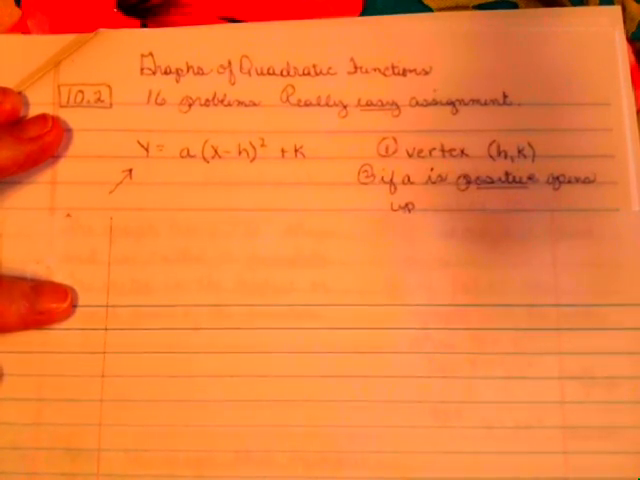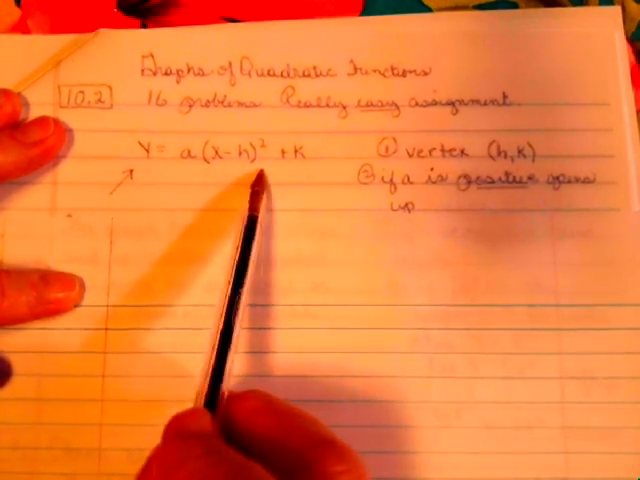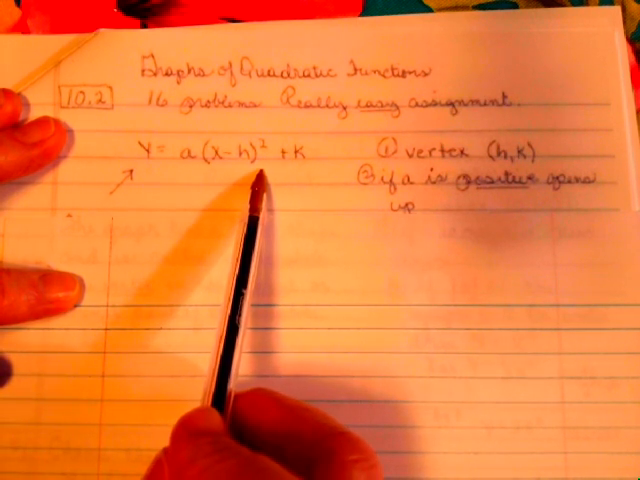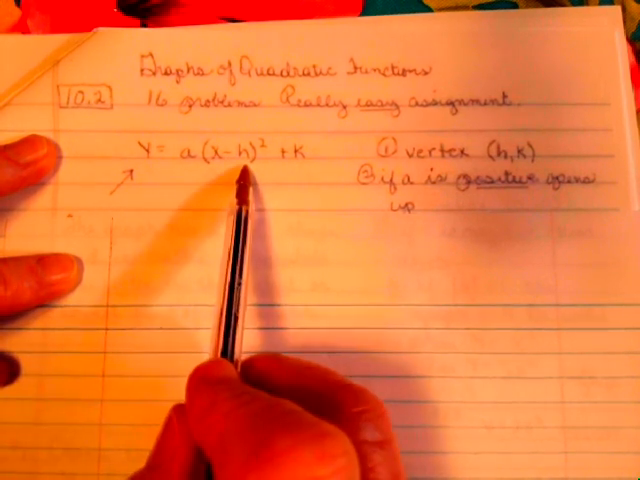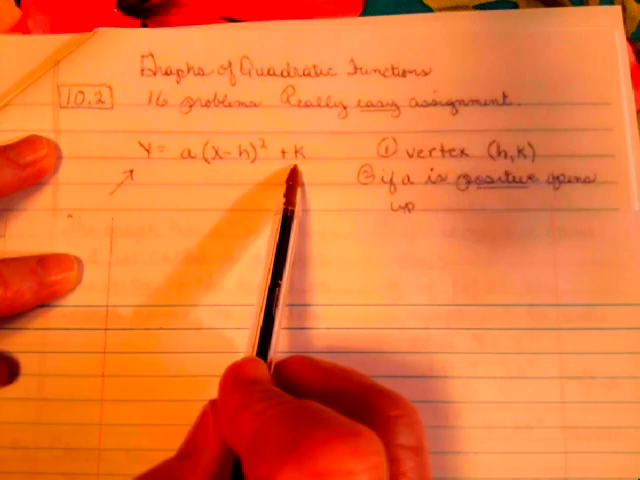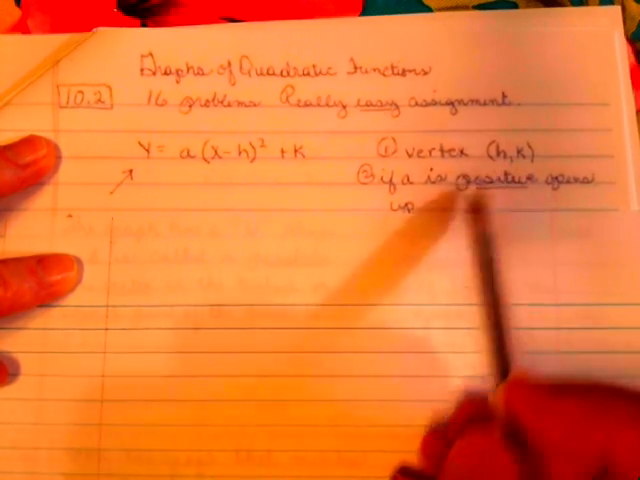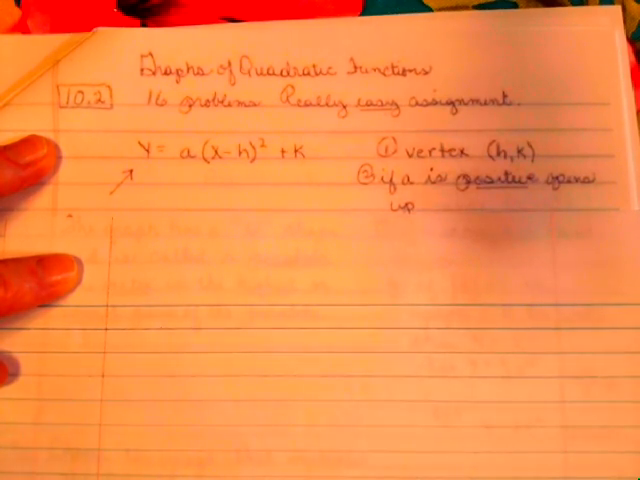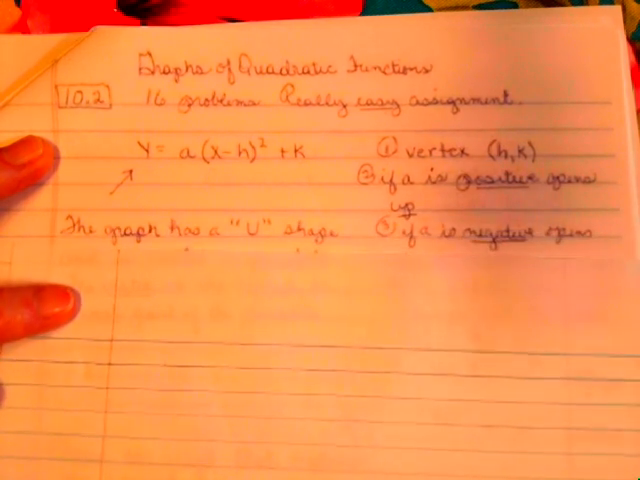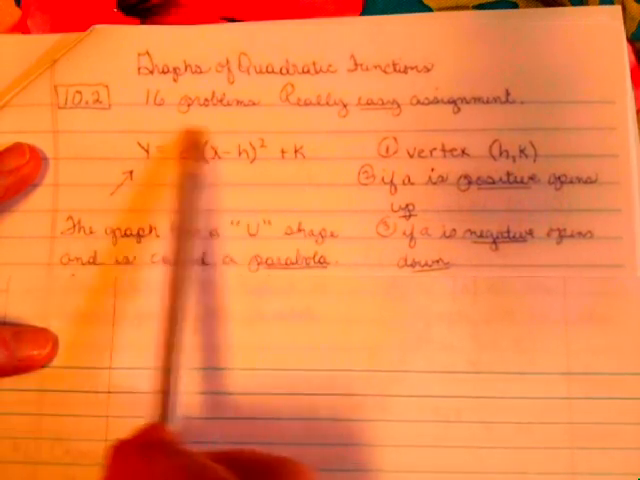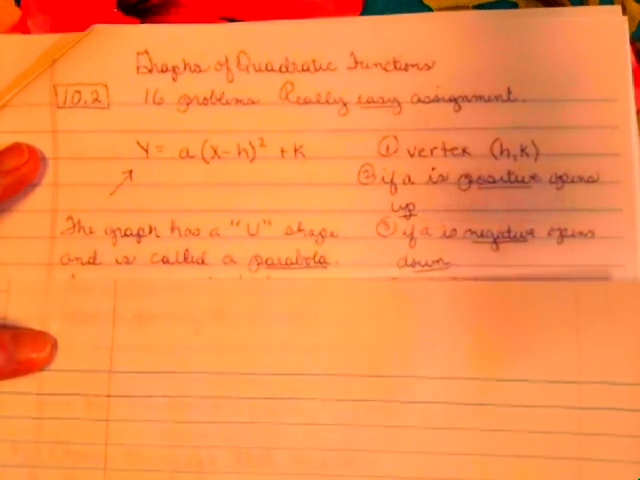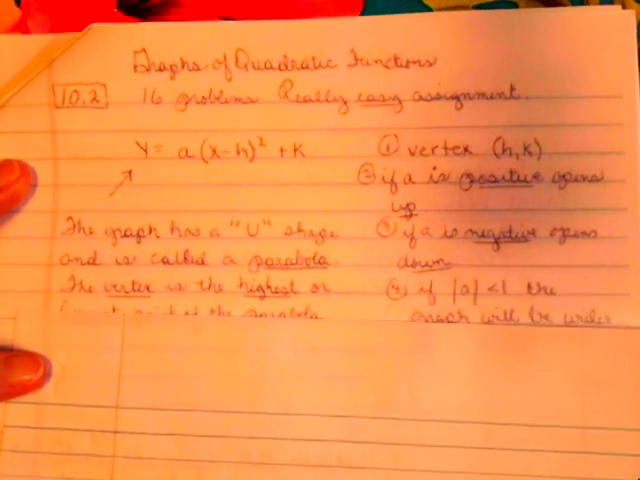When we have a function written in this form, it's really easy to tell what the vertex is. So this is called the vertex form. These values in the place of h and k tell you your vertex. If this leading term is positive, this opens up. If it's negative, it opens down. All of these are going to have a U-shape. That U-shape is called a parabola.